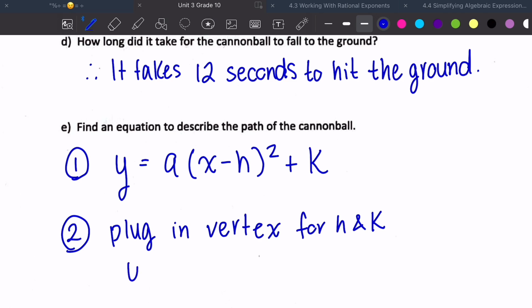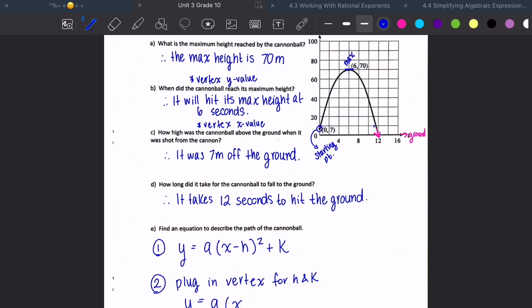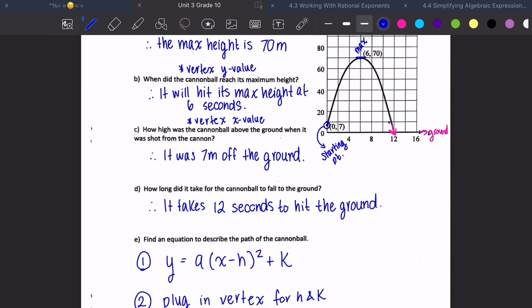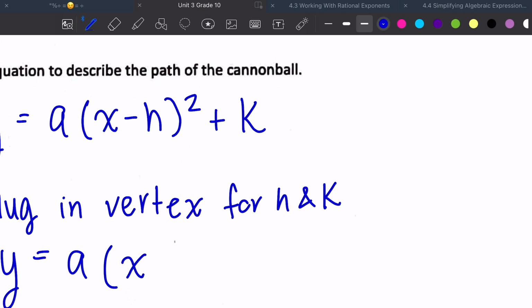Right, so what is my h going to look like? This is going to be x what? I'll zoom out. It looks like I've shifted 6 units right, or I'm starting at 6 seconds, right? That's my vertex. So is this going to be minus 6 or plus 6?